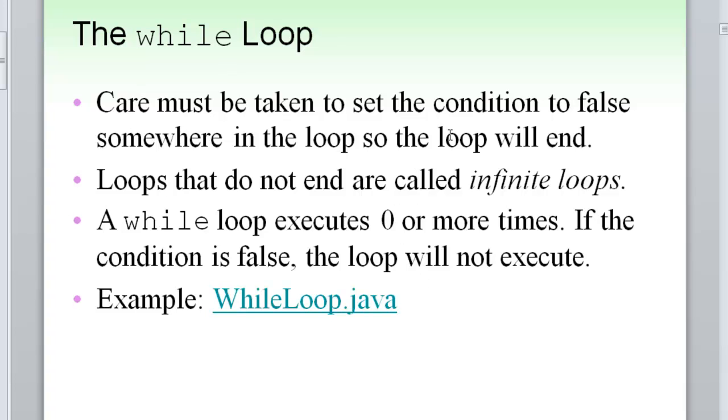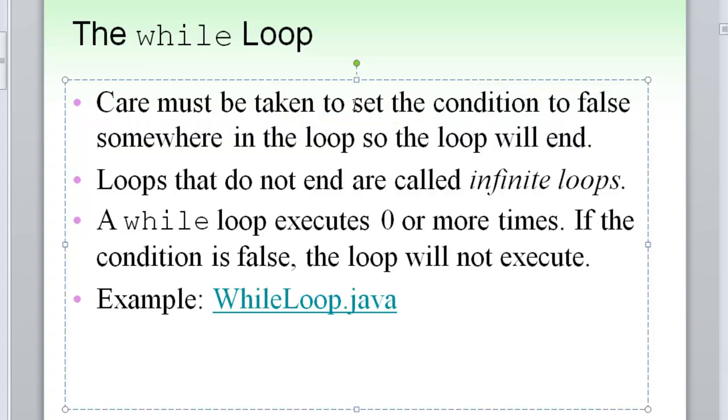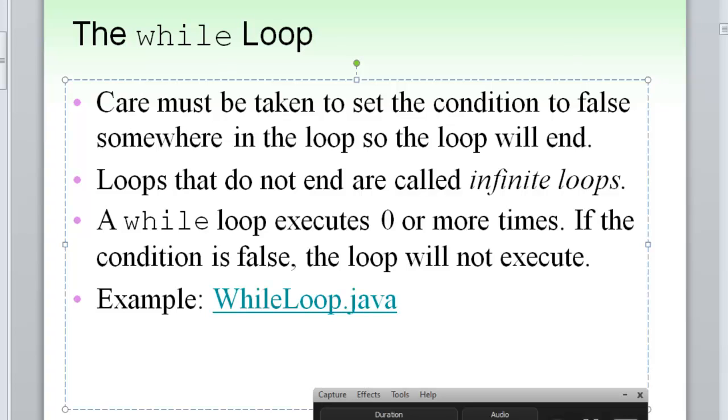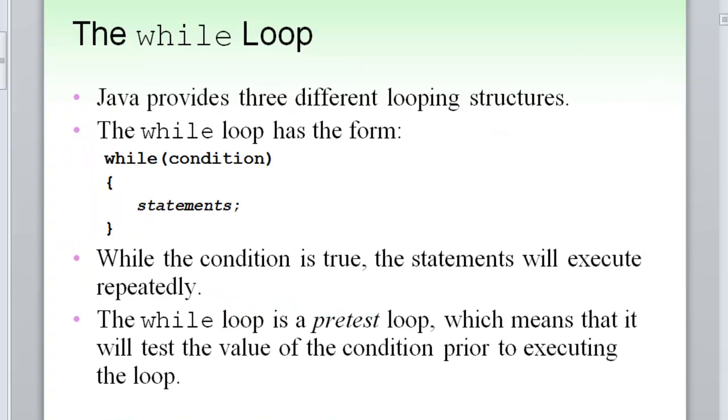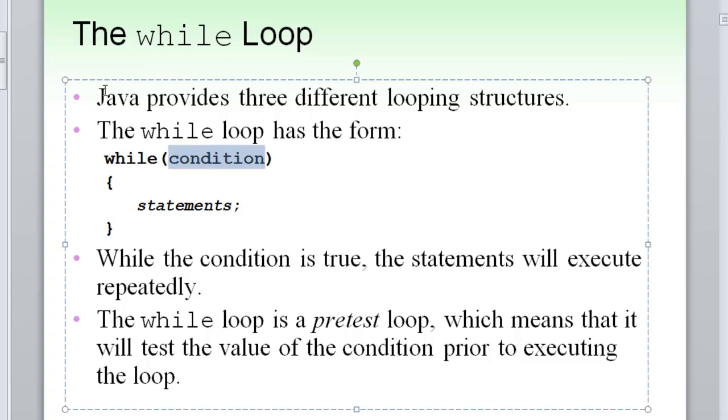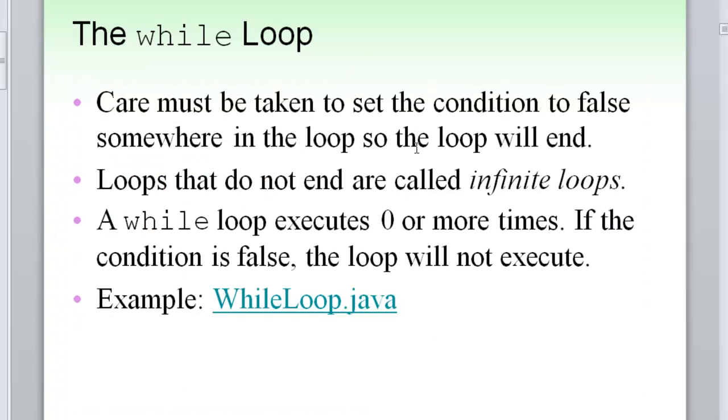Care must be taken to set the condition to false somewhere in the loop so that the loop will end. Now, they're making it sound awfully direct here. You may not be setting some variable directly to true or false. You don't need a Boolean variable necessarily. But the loop continuation condition, which is what will be up here, must be false eventually. If it never becomes false, then you end up with what are called infinite loops. This is considered a very, very bad thing, especially in released code.